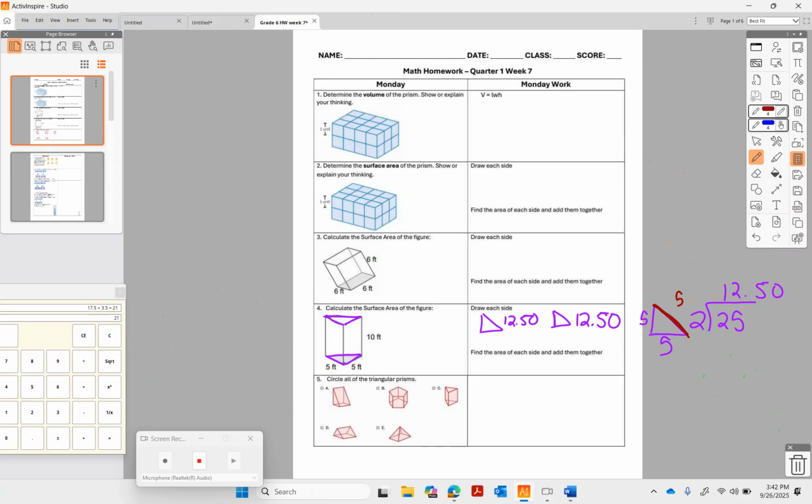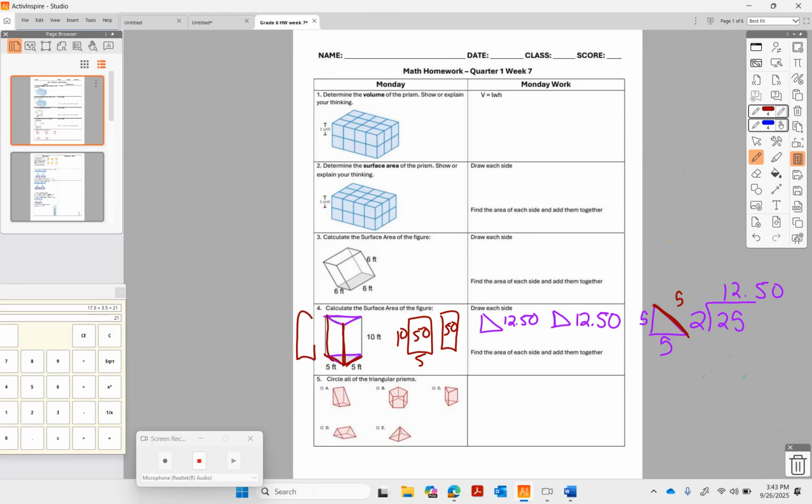So this side has a base of 5 and a height of 10. So to find the area of a rectangle, 5 times 10 is 50. And I'm going to assume for their purposes on homework, they said the third one was 50.